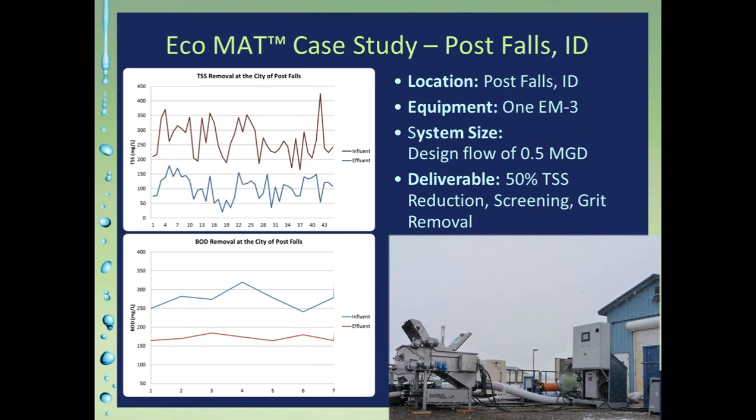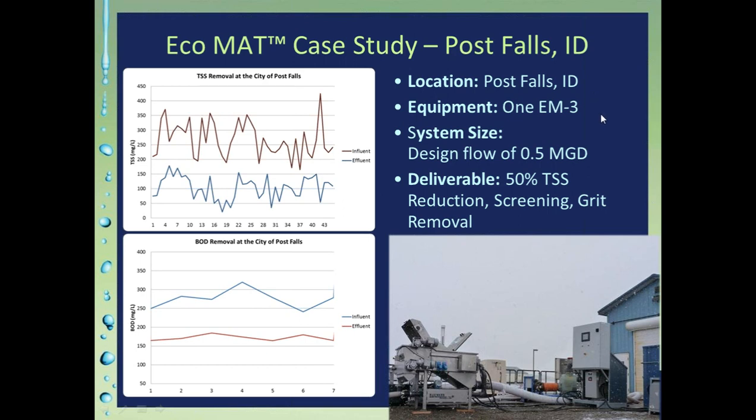Now that I've talked about the equipment and given you a pretty good background on that, I want to share with you a couple of case studies that illustrate with data sets the level of performance capability, and these are mostly on municipal sewage plants. So a little thicker streams than you would have with stormwater, but again illustrating the level of performance that this system is capable of. So this first case is from Post Falls, Idaho.